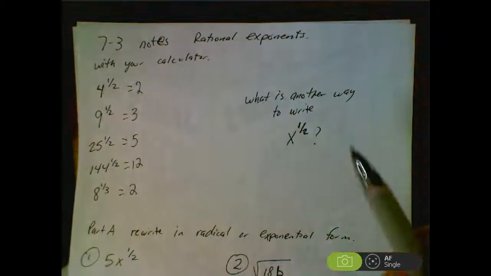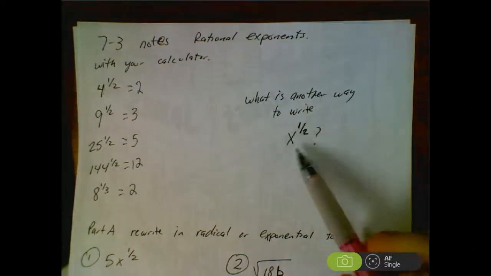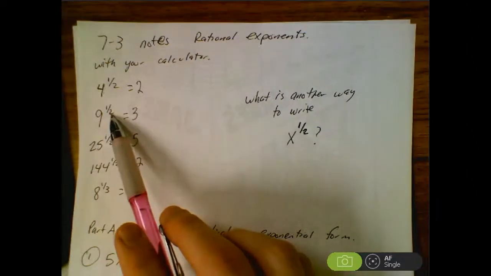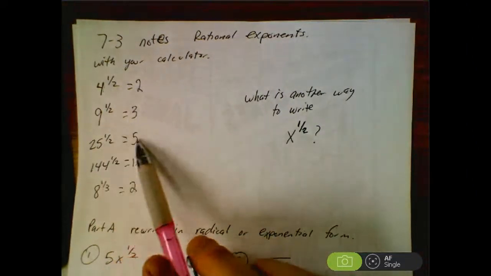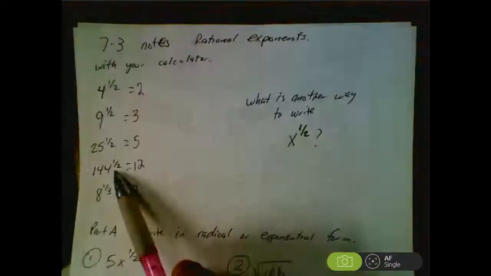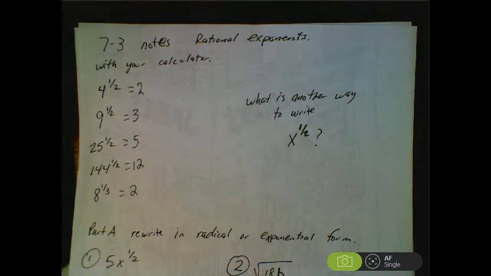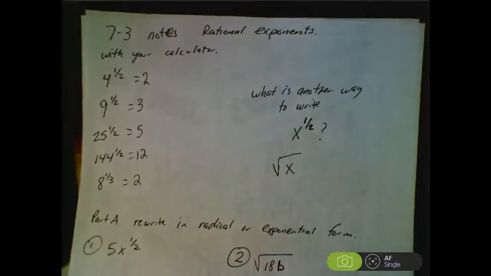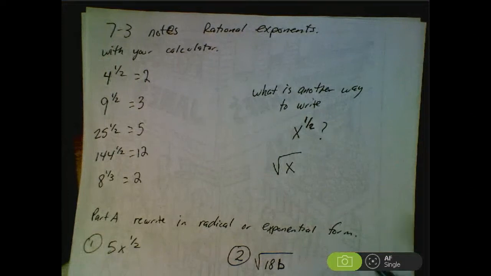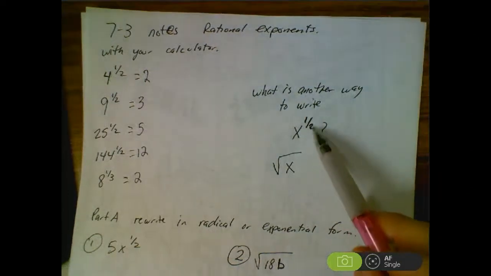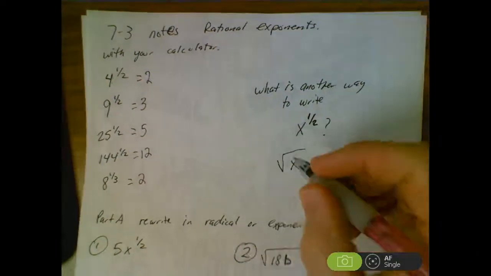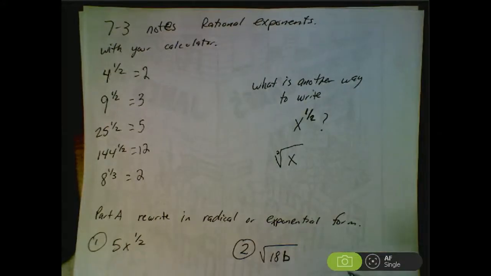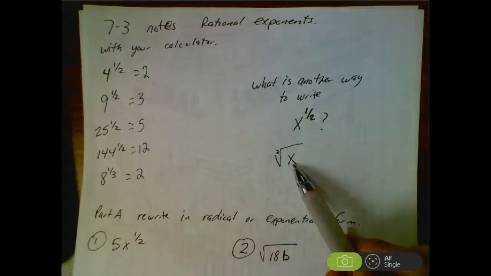So the big question here is, what's another way to write x to the 1/2? We have 4 to the 1/2, we got 2, 9 to the 1/2, we got 3, 25 to the 1/2, 5, 144 to the 1/2. So if we look at the 1/2 power, it's really the square root of x. So the 1/2 is really the square root. We can put a little 2 in here. It's just not written. So the square root of x.